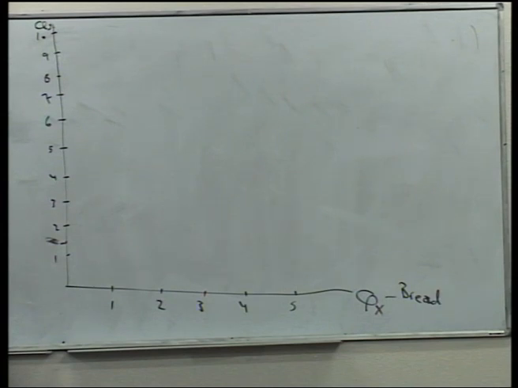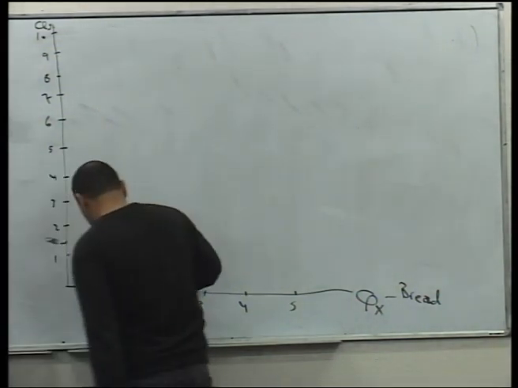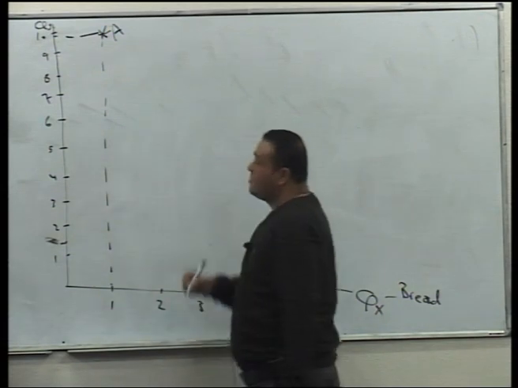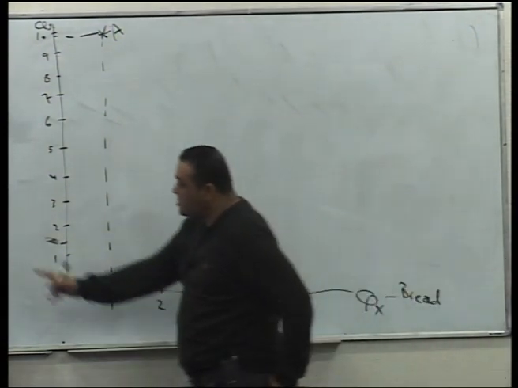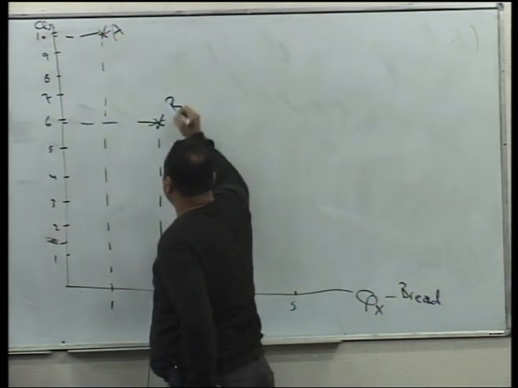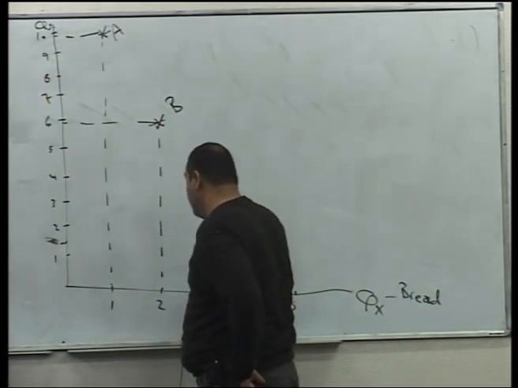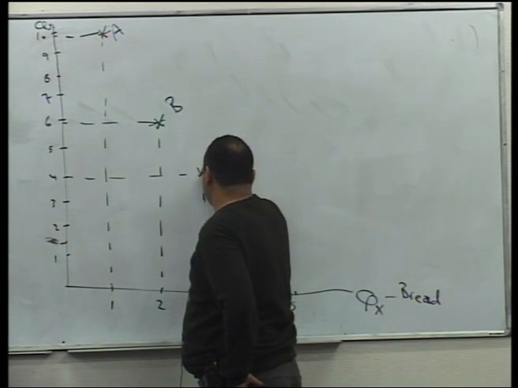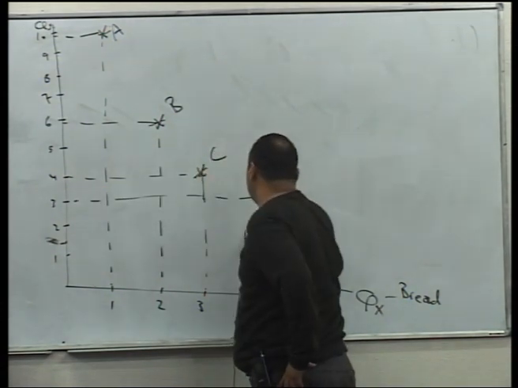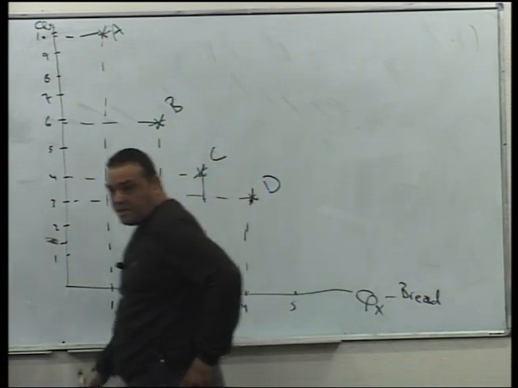The first point here, at point A, quantity of X and QY, 1 and 10. This is point A. Point B, 2 and 6. Point C, 3 and 4. Four and 3. Let's connect these points together.